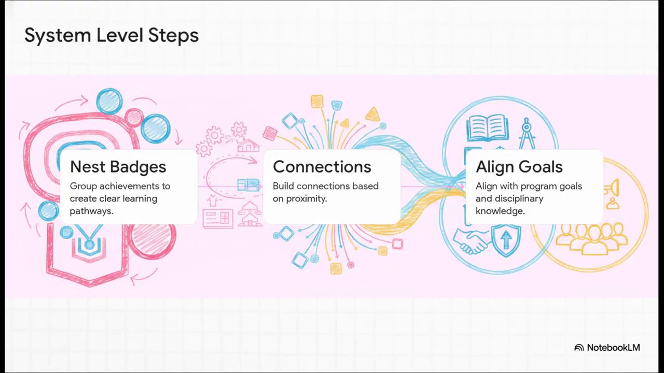Building on that research, here is your 3-step playbook for the system level. Step 1, nest your badges. Group those smaller, granular achievements together so they lead up to a much larger, complex credential. Step 2, build conceptual connections based on proximity. If someone earns a badge in 3D modeling, the next logical badge should naturally build on that, perhaps moving into manufacturing. Make it flow. And step 3, align the entire system with your actual program goals and disciplinary knowledge.